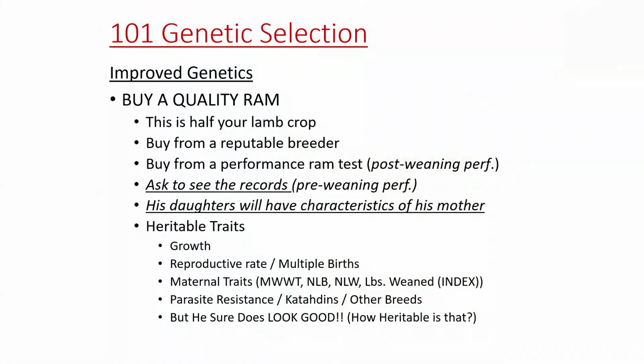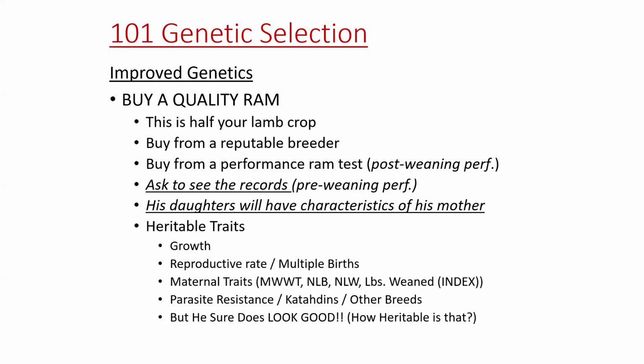So when you're thinking about genetic selection and improving your genetics with a ram, you've got to think about that ram being pretty much half of your lamb crop. So you want to buy from a reputable breeder. Try and find those individuals that are in the business of raising good rams. Find folks that are keeping good records and really put a vested interest into their animals to make sure that they're selling good animals to everyone else.